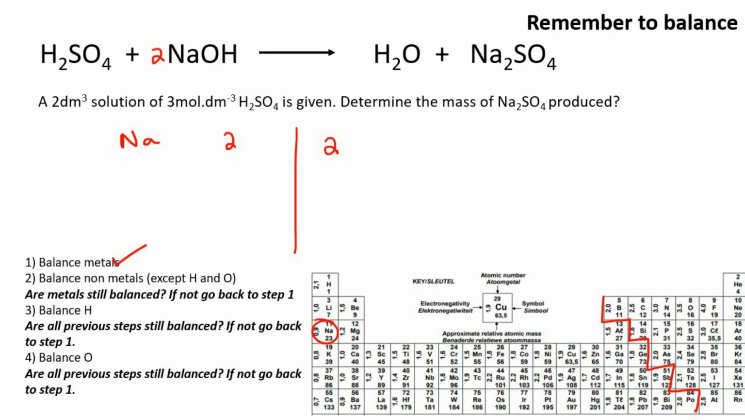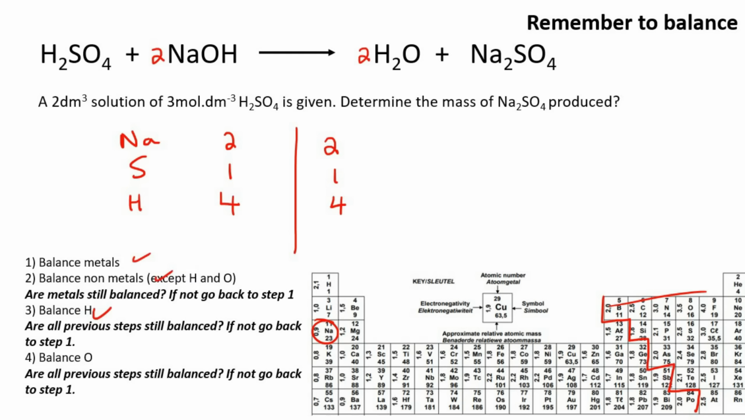Now we go to the next step, which says balance all of the nonmetals, which is everything on the right-hand side here, except for hydrogen and oxygen. So that would be sulfur. On the left, we have 1, and on the right, we also have 1. So that's balanced. Now we can go to hydrogen. So on the left-hand side, we've got 2 over there, and then another 2 over here, because remember, this 2 is for all of those. So that's going to be a total of 4. Now on the right-hand side we only have 2, so I'll put a 2 over there, so that makes 4 hydrogens.